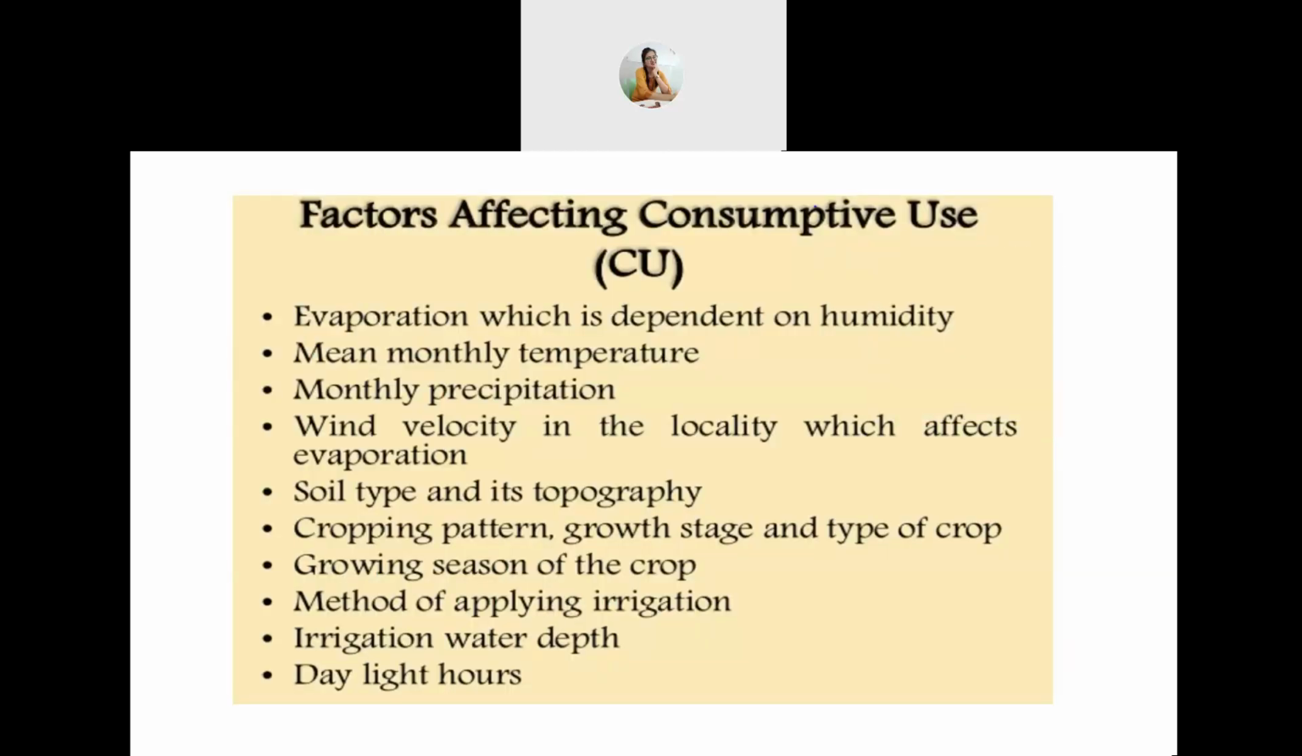Next are the factors which affect the consumptive use. Consumptive use is abbreviated as CU. Here I have cited 10 points. The first point is evaporation, which is dependent on humidity. Second is mean monthly temperature. Third is monthly precipitation. Fourth is wind velocity in the locality, which affects evapotranspiration. Fifth is soil type and its topography. Sixth is cropping pattern, growth stage, and type of crop. Seventh, growing season of the crop. Eighth, method of applying irrigation. Ninth, irrigation water depth. And tenth is daylight hours. You can note down these factors for your exam purpose. Maybe I can give short notes, where you have to explain these points in a short note way. So note down these points, and it is very important from the exam point of view.